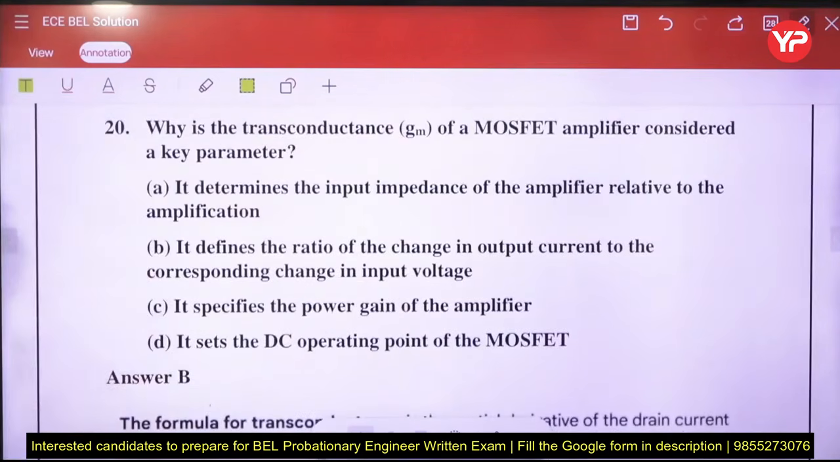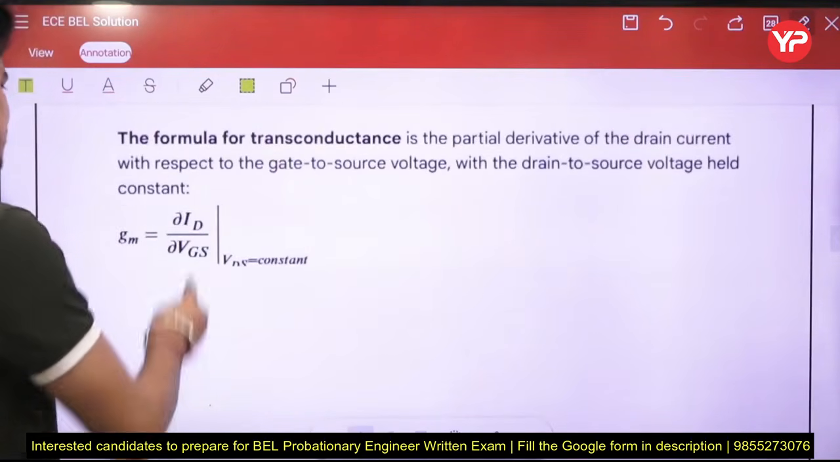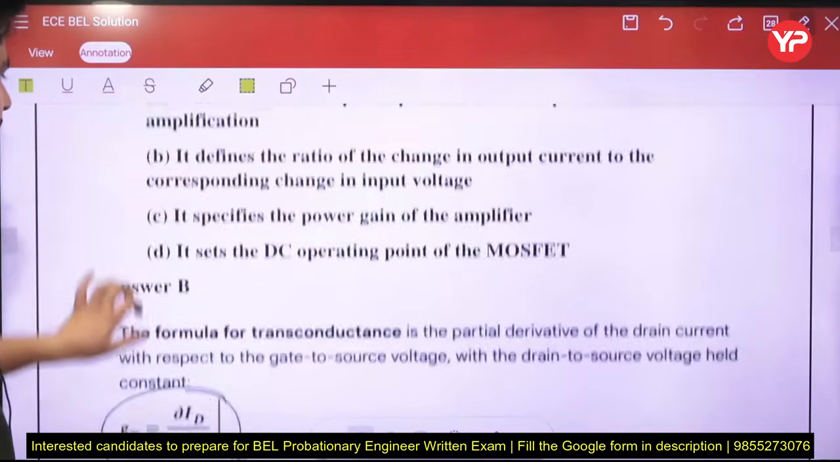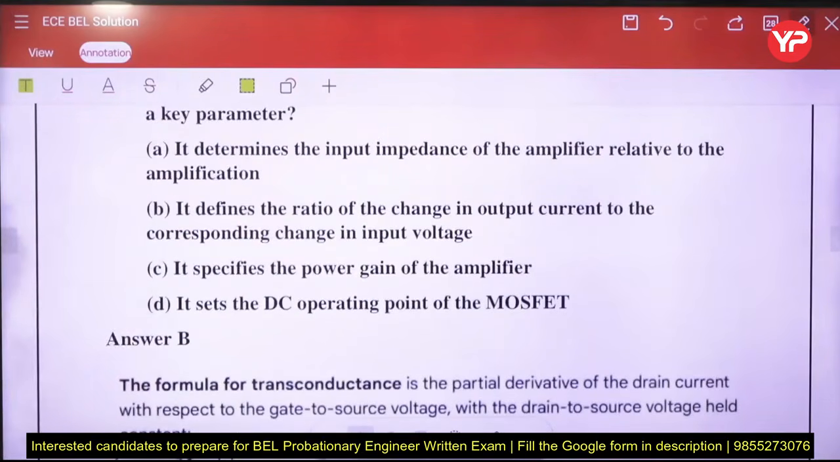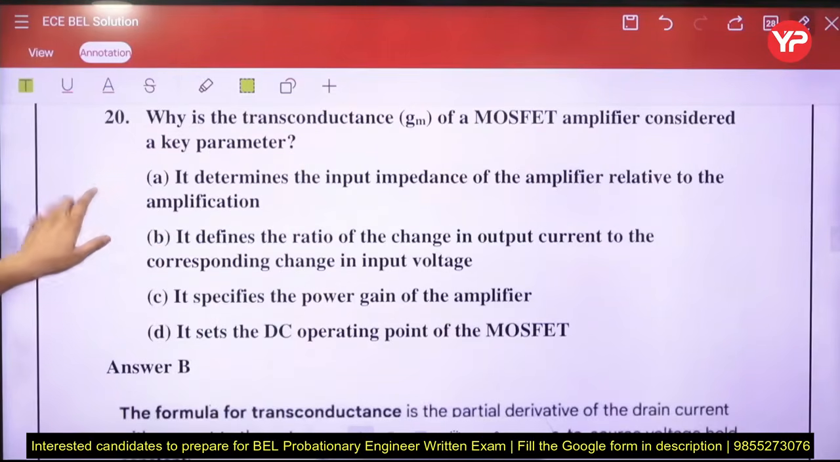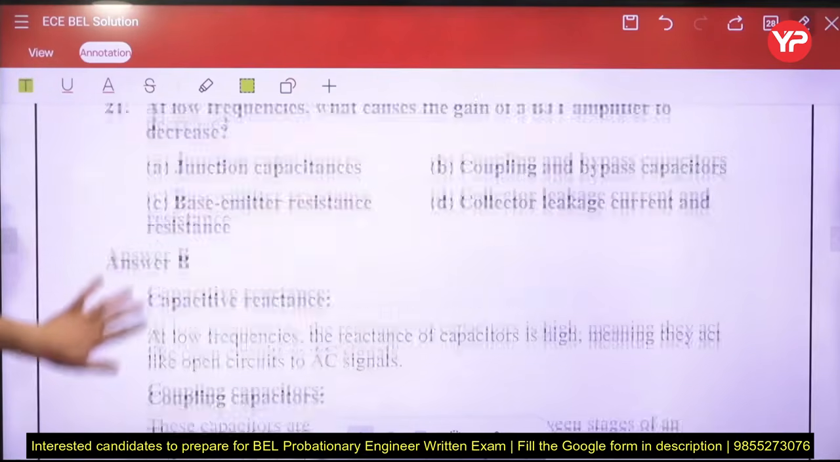Why is the transconductance of a MOSFET amplifier considered a key parameter? Basically, whenever we talk about gm, that is the change in ID over the change in VGS when VDS is constant, right? So why is the transconductance considered a key parameter? It is defined as the ratio of change in output current to the corresponding change in input voltage, right? That's why.